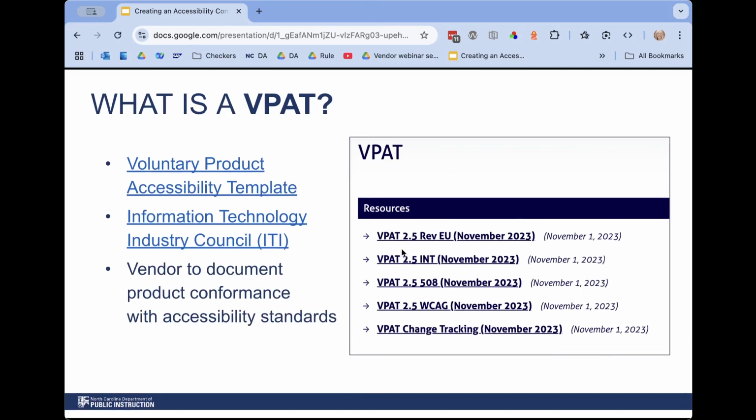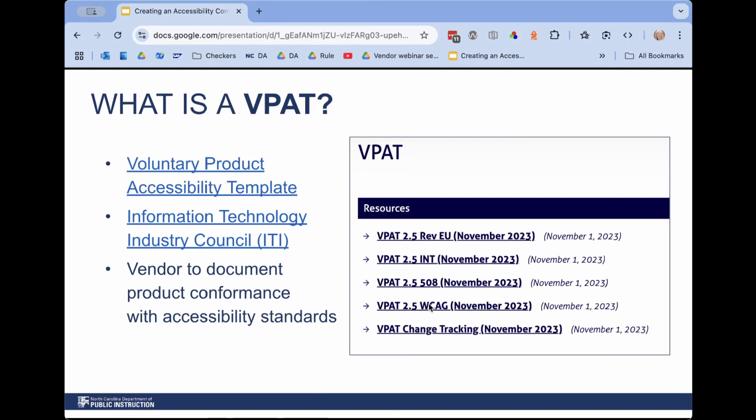You can see that they're dated from November of 23. And the one that we're going to focus in on today is that VPAT 2.5 that relates to the WCAG standards. So there's one for the European standards, there's one for international standards, there's one specifically related to Section 508 of the Rehab Act, one that's aligned to WCAG, and then there's another resource that tracks changes.